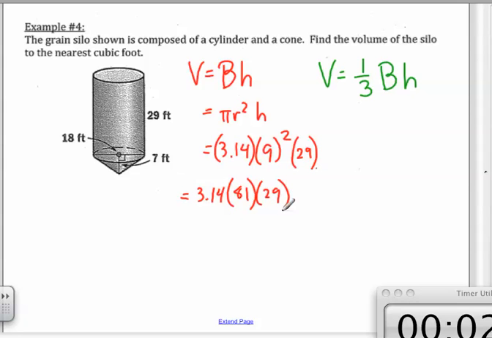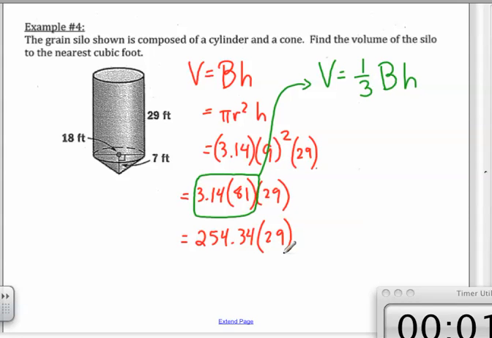Now guys, I'm very interested in this number because I'm going to use this number in that formula as well. So let's do this first. Tell me what 3.14 times 81 is, please, Nico. 254.34. That's the area of that circle. And we need to multiply it by 29. Please tell me what that is, Armand. 7,375.86. Did you round it at all? No, it comes out to .86 even.